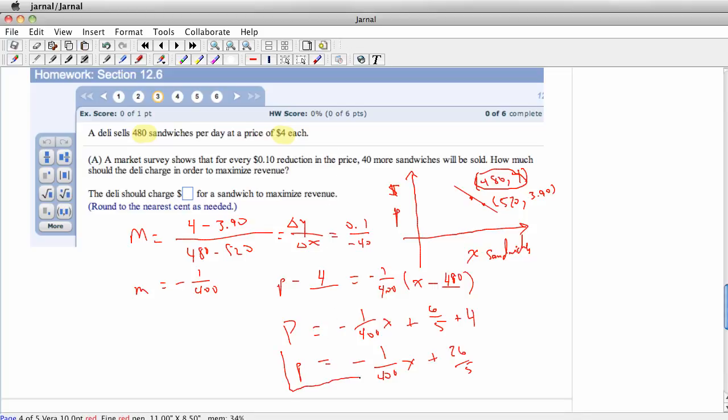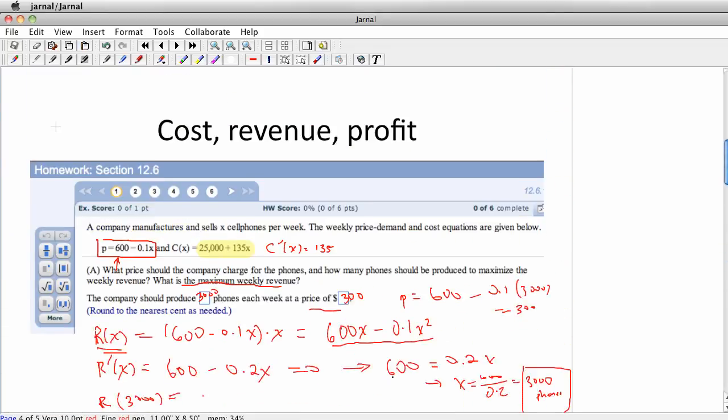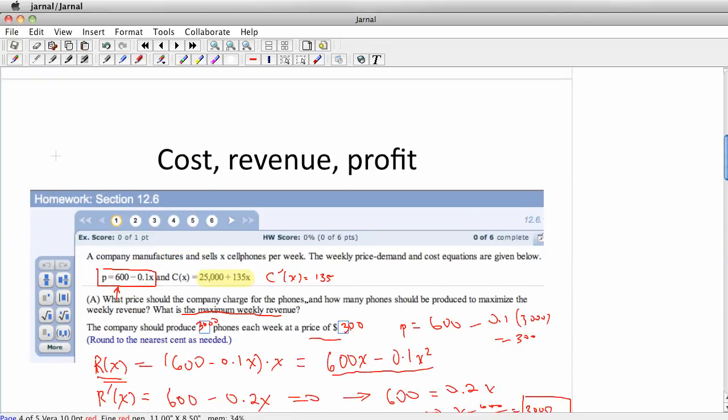I'm not going to worry about the rest of the problem because the rest of the problem is exactly like the one we just did. We're trying to maximize revenue, so the next step would be setting up revenue is price times number sold, and the price, of course, is given by the price-demand equation. So everything else about that problem is exactly the same as before. The only difference here is that we're using marketing survey data to come up with our price-demand equation instead of, in this problem, having that price-demand equation given to us.